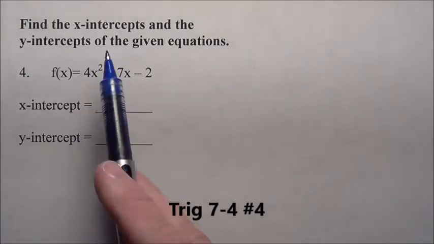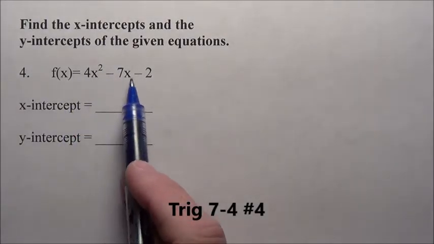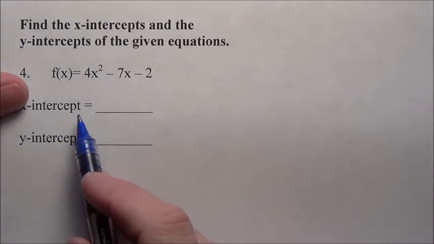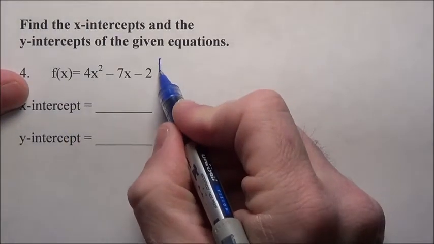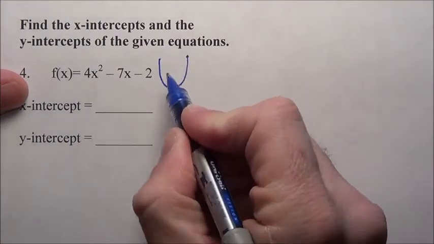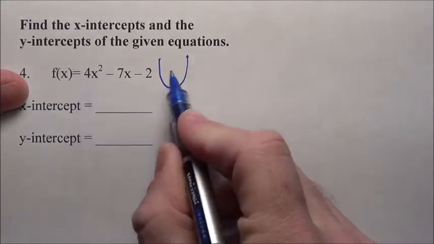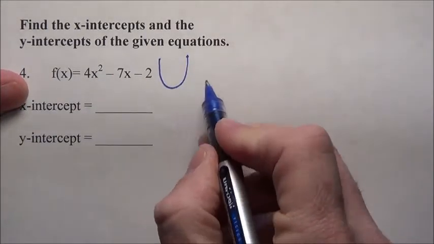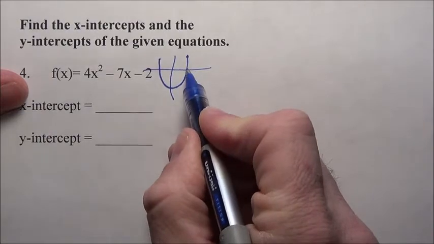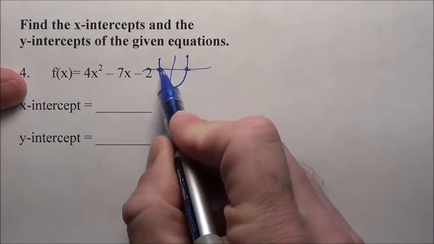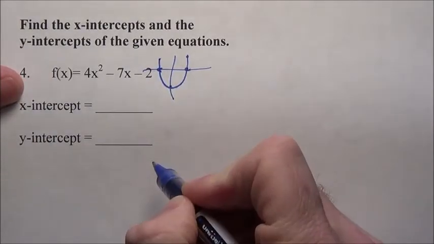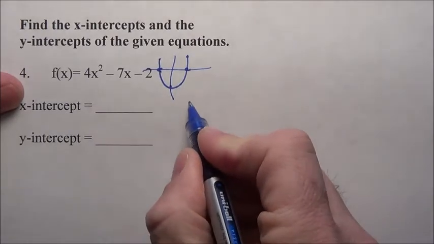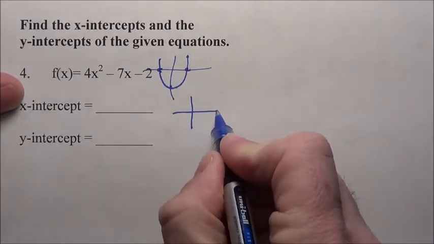Problem number 4 wants me to find the x-intercept and y-intercept of this equation. Now I know it's a parabola, swinging down and then back up because the leading coefficient is a positive number, so it's an upward-facing parabola. So you know it's going to hit in 2 locations for your x-intercepts and only 1 for your y-intercept.